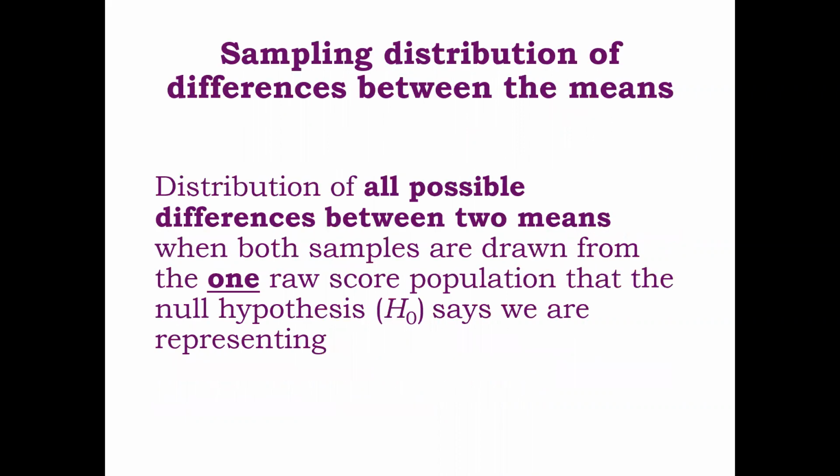All right. So the sampling distribution that we're using is the sampling distribution of the differences between the means. This is just a distribution of all possible differences between two means when both samples are drawn from one population. In other words, the null hypothesis, that is the same population. The null hypothesis says that the difference between the means is 0, right? So most differences between the means, if the null is true, are going to lie right here, right?